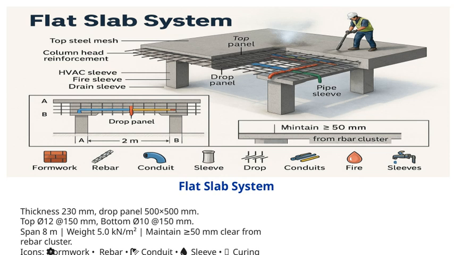reinforcement uses O-10 bars, also spaced at 150 millimeters. These reinforcement bars are essential for handling tension and compression forces within the slab. The span, or the distance between supports, is 8 meters, making this a relatively large span that requires careful design considerations. The slab's weight is approximately 5 kilonewtons per square meter, which impacts the overall structural load.